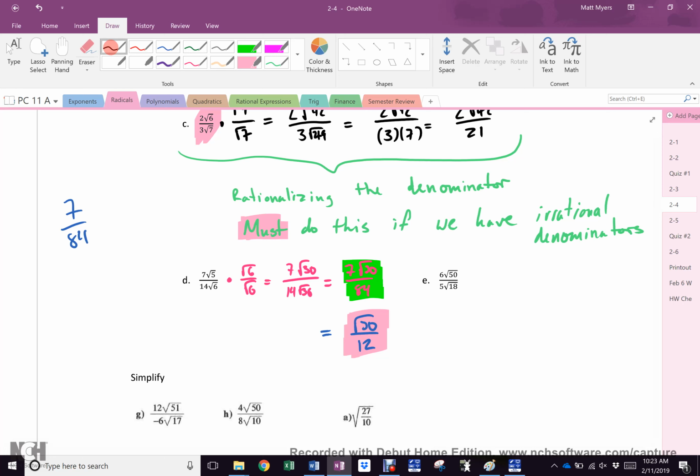What's weird about E? Six and 5 aren't divisible. And 50 and 18 are kind of big numbers, aren't they? What should I do? Same thing I should do every single time I look at a question. Simplify first. This becomes 25 times 2, 30 root 2, over this is 9 times 2, 15 root 2. Now how easy is it? Pretty easy. What's 30 divided by 15?